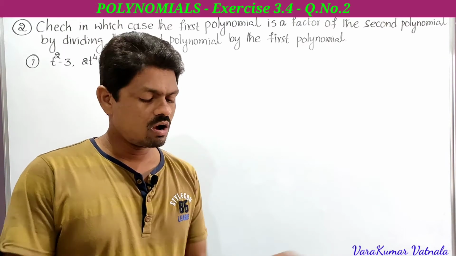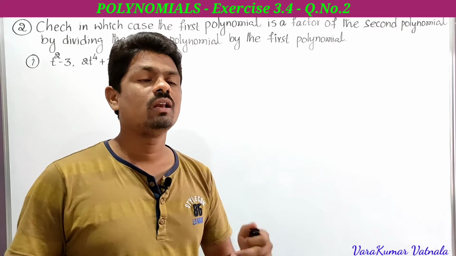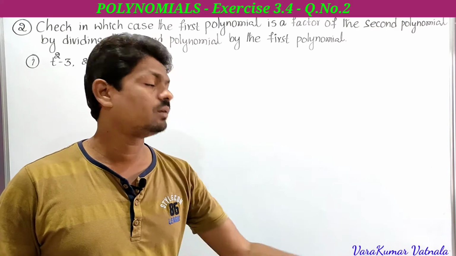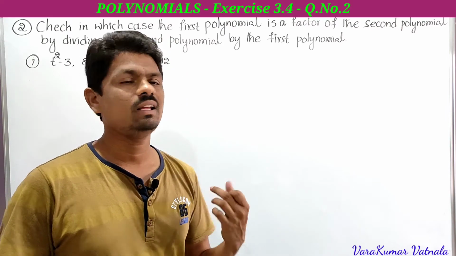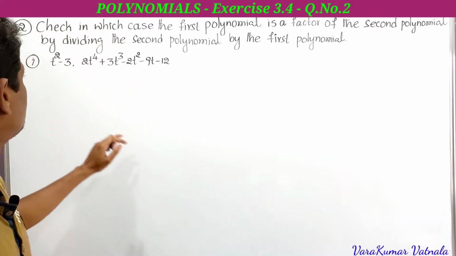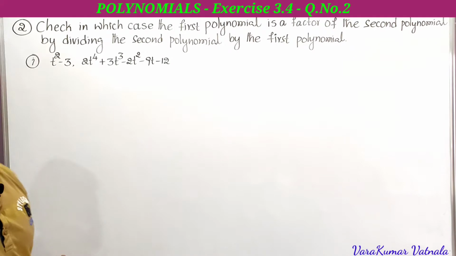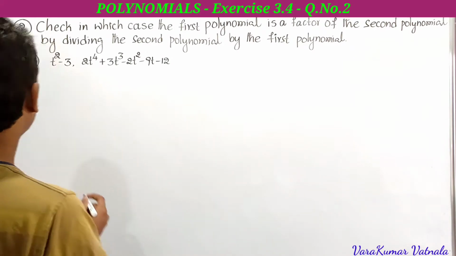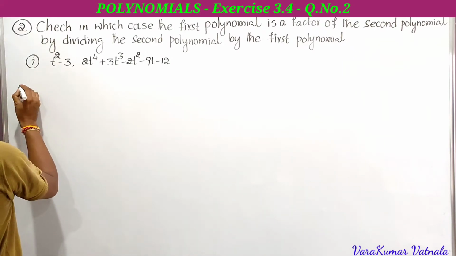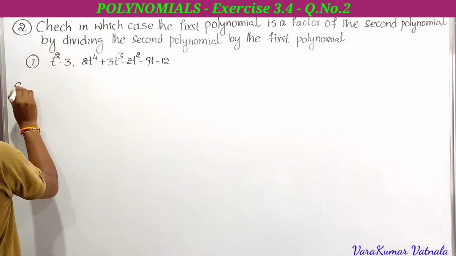See here, already we have learned the division of polynomials in the first problem clearly. So now we have to do it in the same way. In the second problem there are 3 bits. This is the first bit. So now we have to solve one by one. See here how we can do the division.